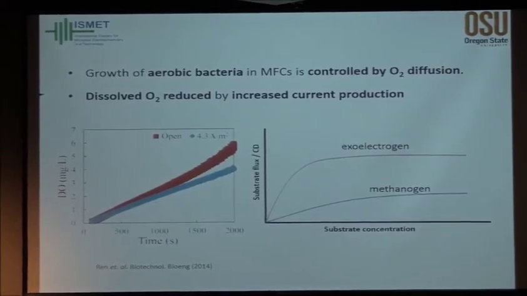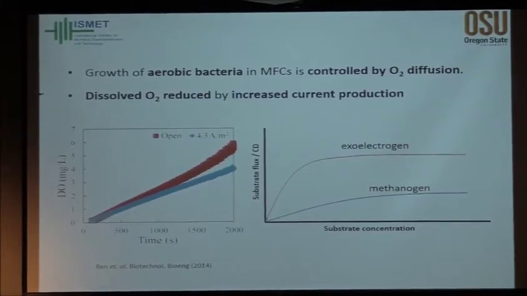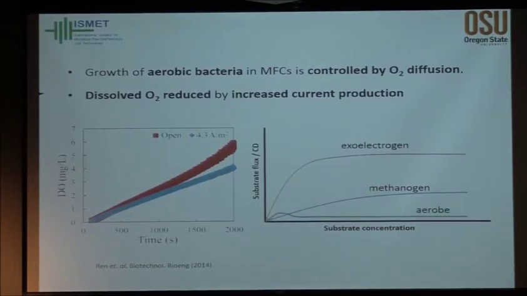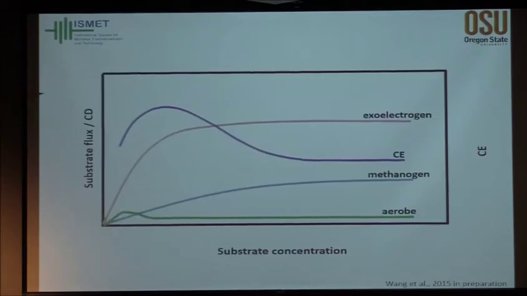Aerobic bacteria can also have access to the substrate, and their growth is mainly controlled by the oxygen diffusion into the reactor. And previous studies show that increased current density will decrease the dissolved oxygen in the reactor since more oxygen is consumed by the cathode reaction. Therefore, the aerobic bacteria's curve may look like this. Now we have the kinetics of the three types of microbes in the system.